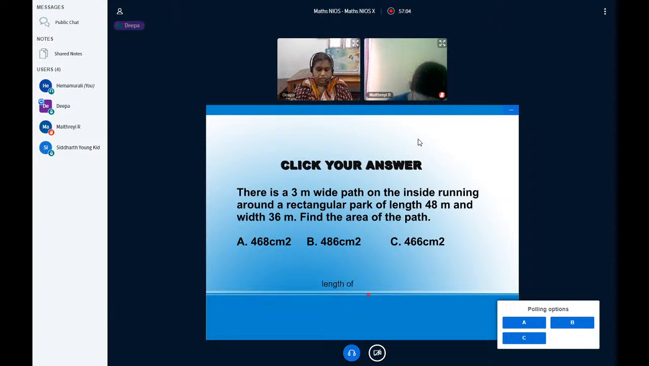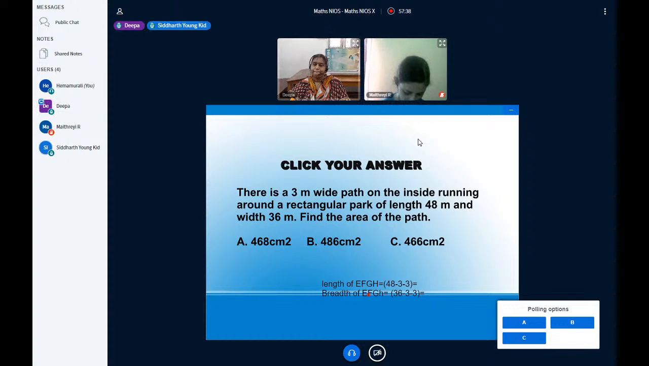Length of EFGH is 48 minus 3 minus 3. Okay. Likewise, breadth of EFGH is equal to 36 minus 3 minus 3. Okay, find out. Very good. Took the answer.